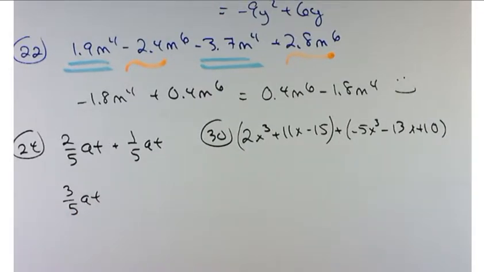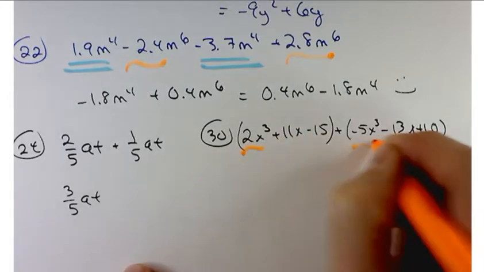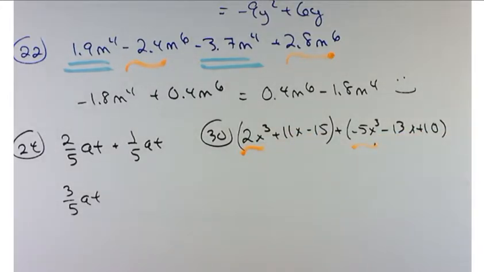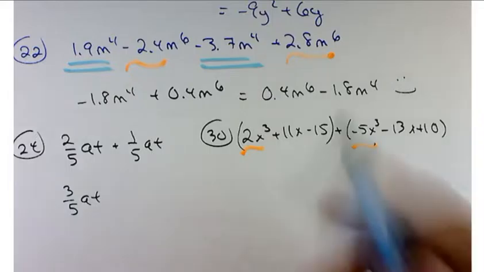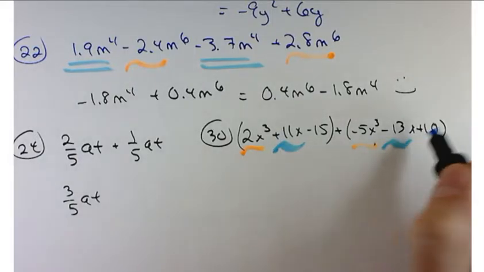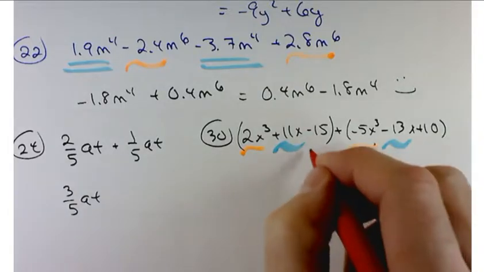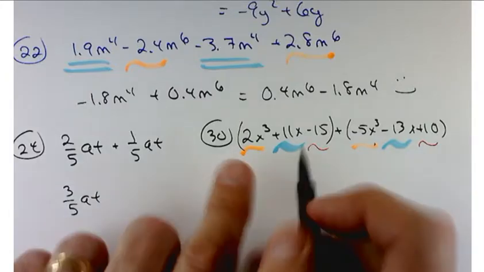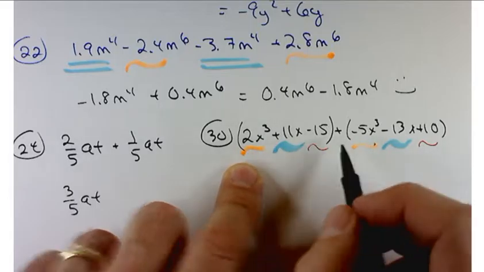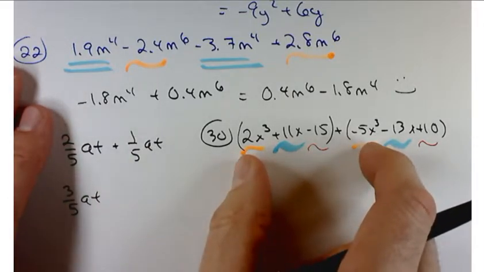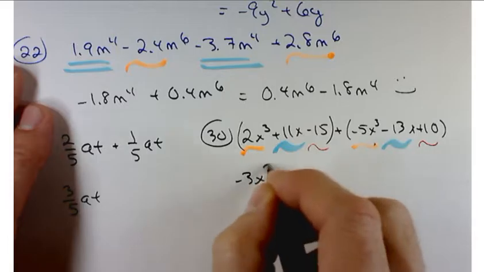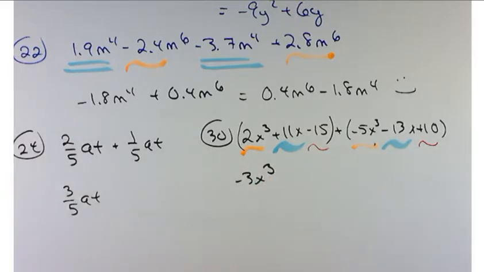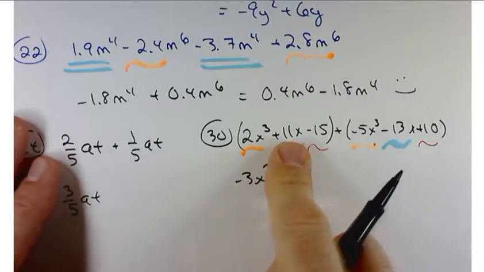Now with the second one, again, there's like terms. There's an x cubed that's in common. There's an x that's in common. And then there's the constant terms. Micah, what's the sum of the first two going to give me? Good, negative 3x cubed. Let's keep going. Nick? Plus 6x. Wait a minute.